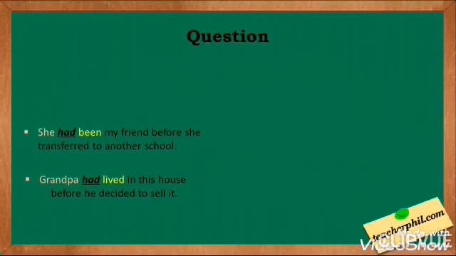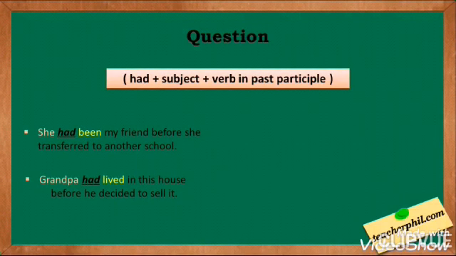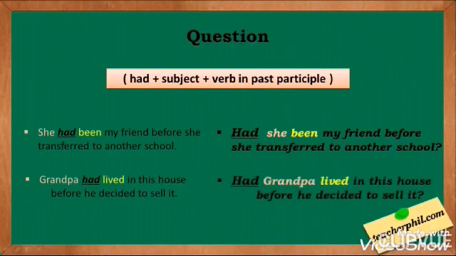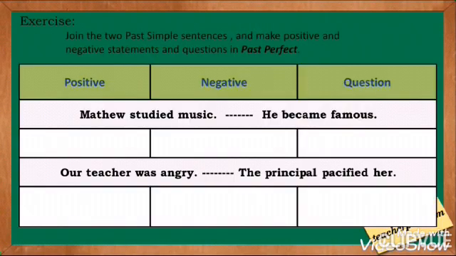The question, what is the form of the question in the past perfect? By using had plus the subject plus the verb in the past participle. For example, she had been my friend before she transferred to another school. The question, had she been my friend before she transferred to another school? Another example, Grandpa had lived in this house before he decided to sell it. The question, had Grandpa lived in this house before he decided to sell it?